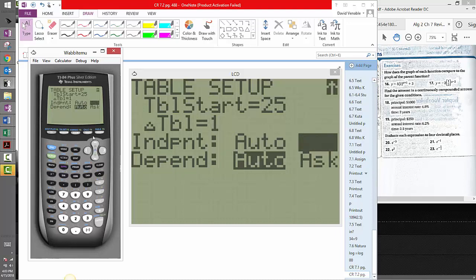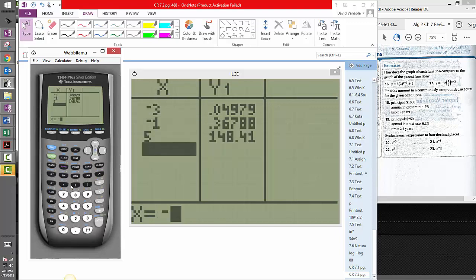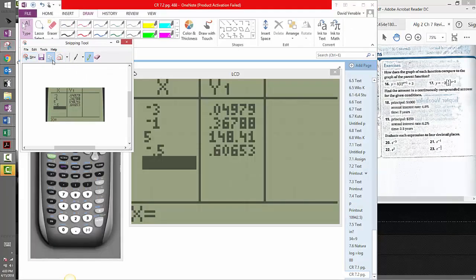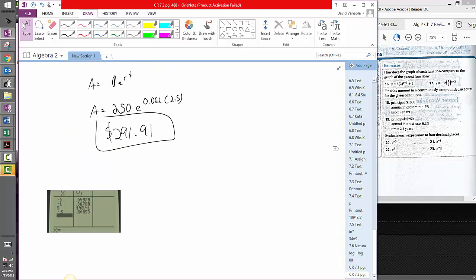If I go to second table and type -3, which is what number 20 is, notice how I get that same answer. If I take -1, if I take 5, and I take -1/2, I get all those same values for E. Again, I have E to the X as my Y equals, so that's the answers for 20 through 23. Okay? All right, that's it for section 2.